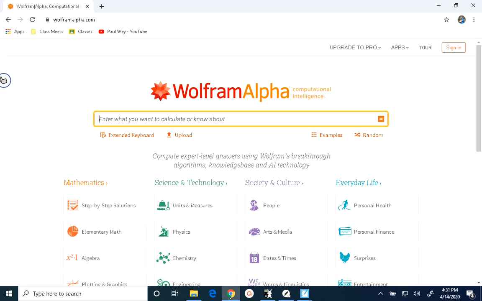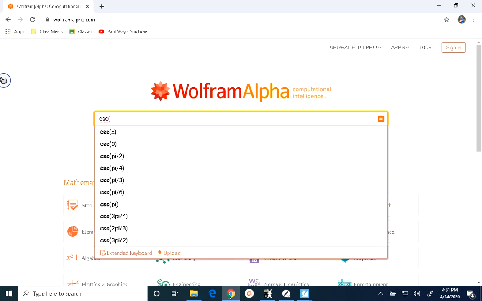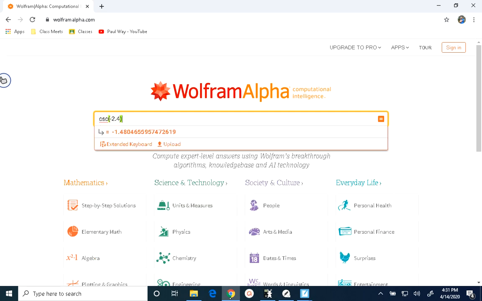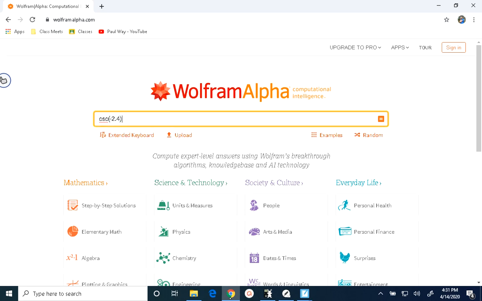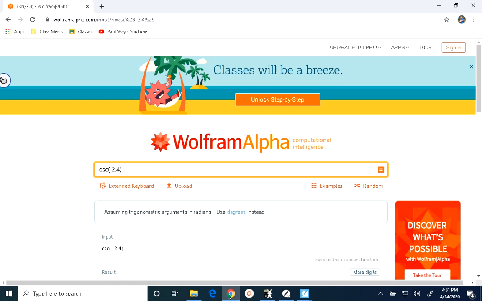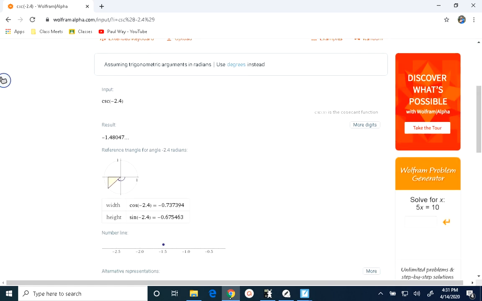So if I enter cosecant of, I'm going to pick an angle and I'm going to be in radian mode, that's what this website defaults to, negative 2.4 radians. And it tells me right away what it's equal to. It doesn't even have to think about it. It says that the cosecant of negative 2.4 is negative 1.48047 something.